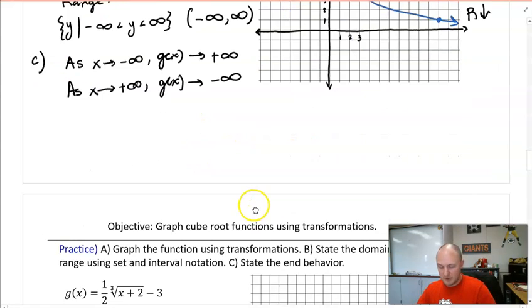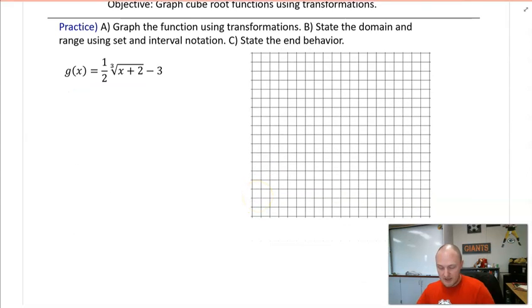I do have a practice problem for you here. Please go ahead. I want you to pause the video, try these, and then I'm going to ask you some questions here in the EdPuzzle if you're watching the EdPuzzle. So try these and then I'll show you the example.